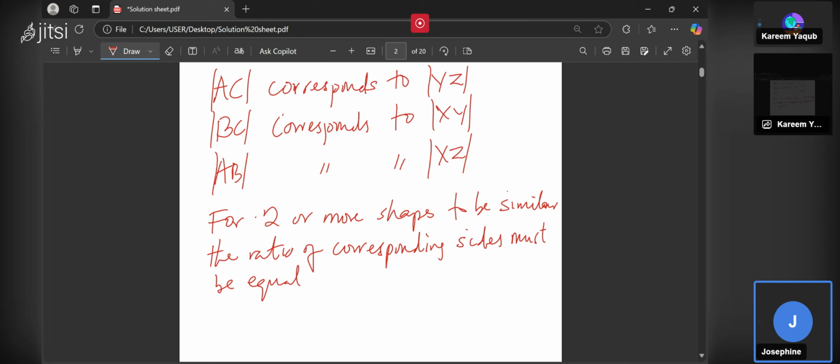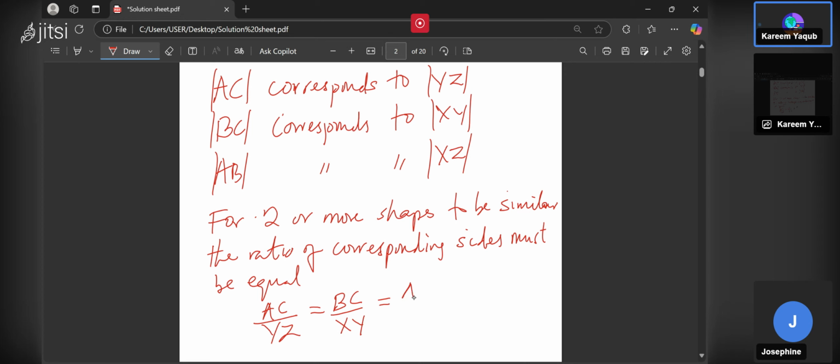Now, if you look at the first corresponding sides, AC corresponds to YZ, that means we're going to say AC all over YZ is equal to BC all over XY equals AB all over XZ. This is what we refer to as the ratio of corresponding sides. So it is this that will guide us to find our answer to the problem we are given.